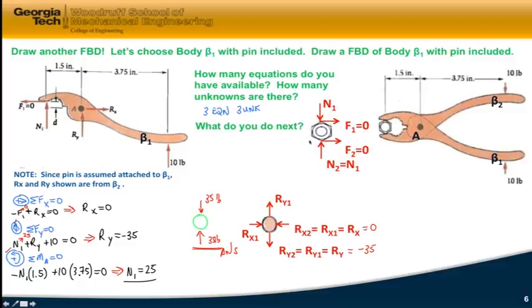Do the same thing for the nut. No forces in the x direction, but we have 2 compressive forces, 25 pounds and 25 pounds, were my other answer. So you can see I exerted 10 pounds of force on the handle. My mechanical advantage gave me 25 pounds on the nut, and that's the end of the problem.